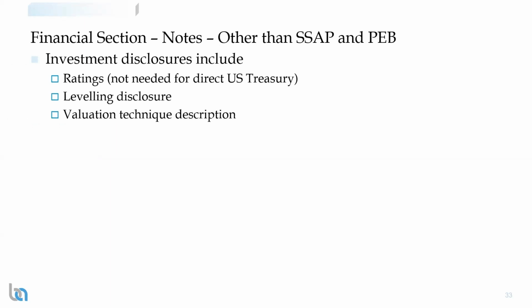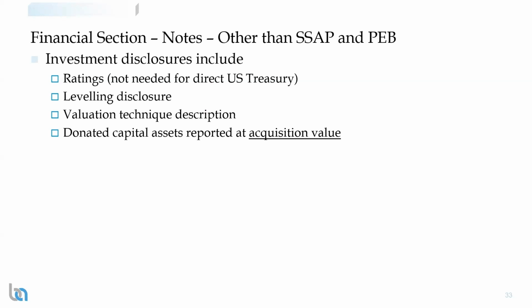This is just some investment disclosures to consider that are often missing. Ratings, leveling disclosure. A common one is the valuation technique description. So there has to be some discussion as to how level 2 was determined, what type of fair value techniques were used. That's often missing. It's just usually a table and moving on.